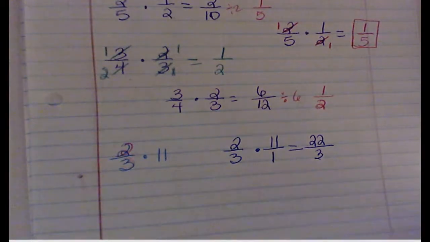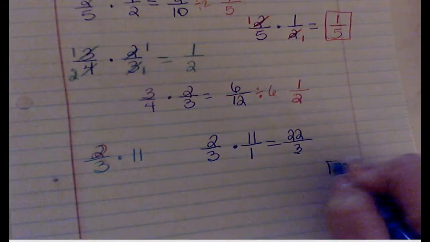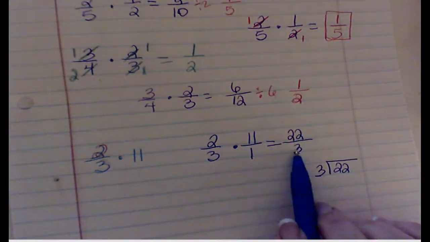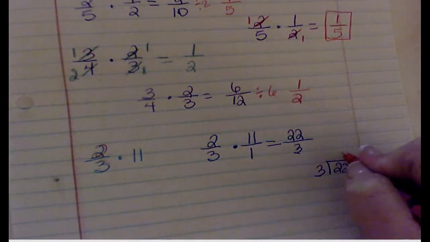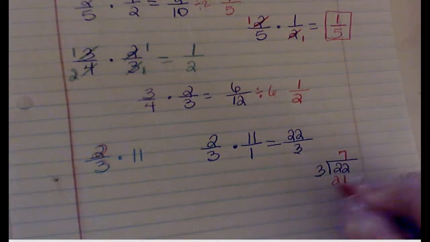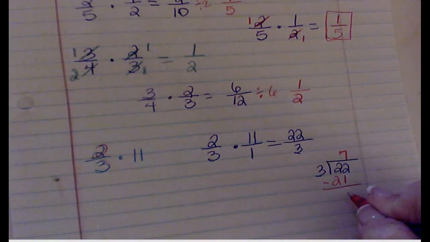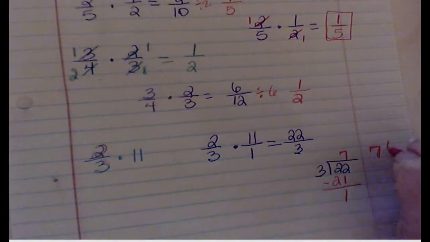This is an improper fraction, so I have to divide. 22 divided by 3. The top number goes inside the division box. The divisor stays outside. The bottom number is our divisor. 3 will go into 22 7 times. 7 times 3 is 21. 22 minus 21 is 1. So my answer is 7 1/3.